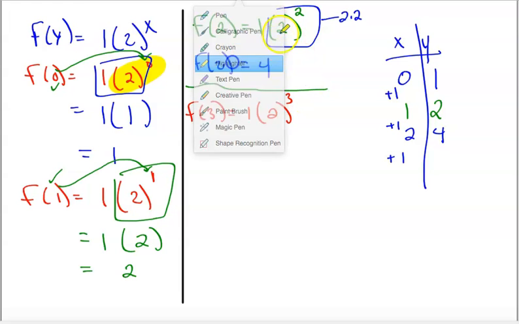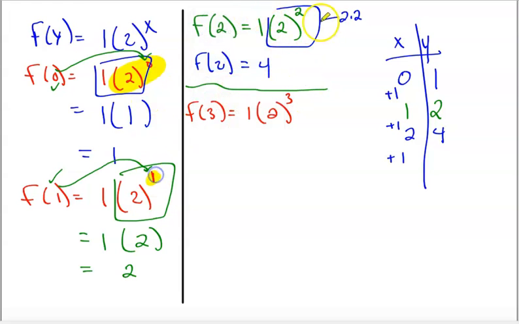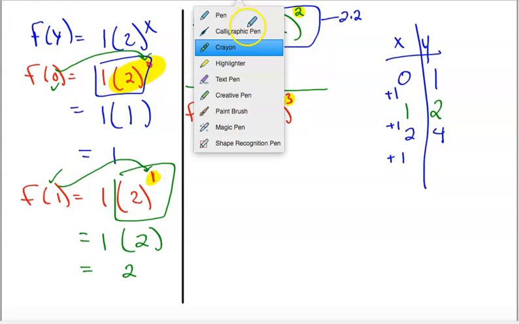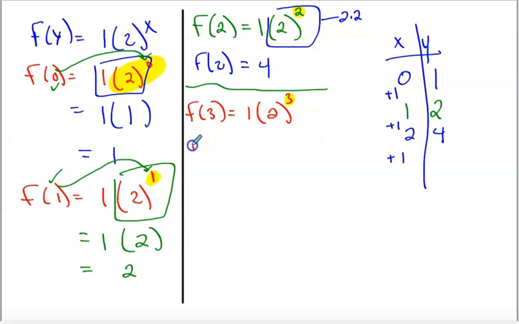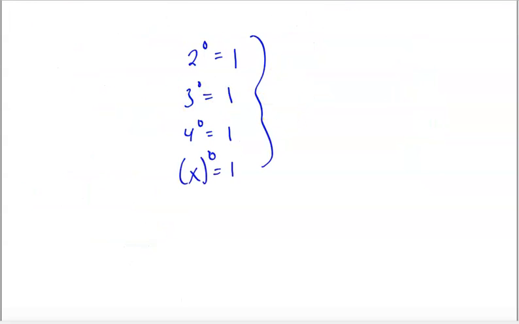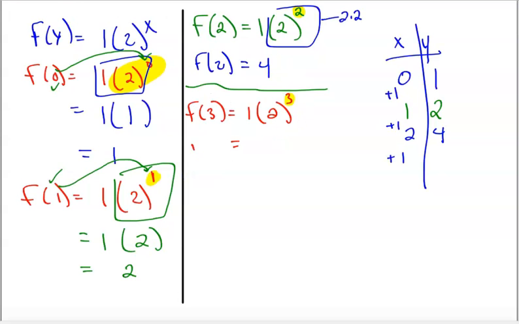Now please recognize what's changing, right? I'm always changing the exponent here, okay? And I'm always plugging in for the exponent, okay? So f of 3 equals 2 to the third power. 2 to the third power is not 6. What is 2 to the third power? What does it mean? 2 to the third power means 2 times 2 times 2. Just joking, 2 times 2 times 2 is not 6.